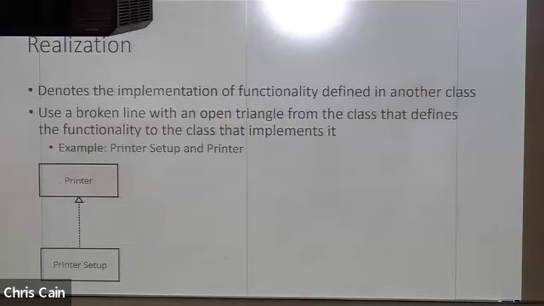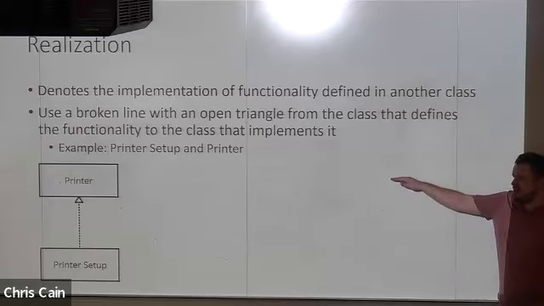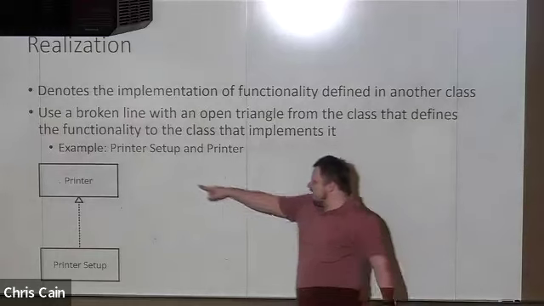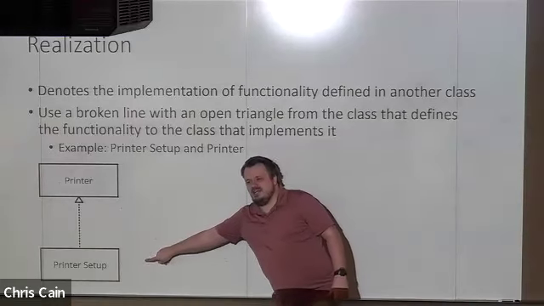The last one we are going to cover is called realization. This is where we have some functionality defined in a class that passes that functionality onto the actual object that implements that functionality. So here we have two classes, a printer setup and a printer. In order for the printer to work, it needs to be set up first. So in order for the printer to work, we have to do everything defined in the printer setup class. That's what realization means. This isn't a usable object until this has been done.